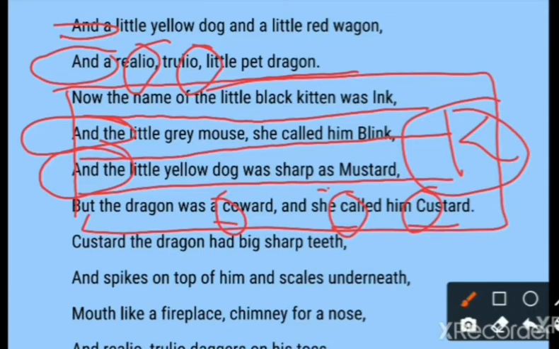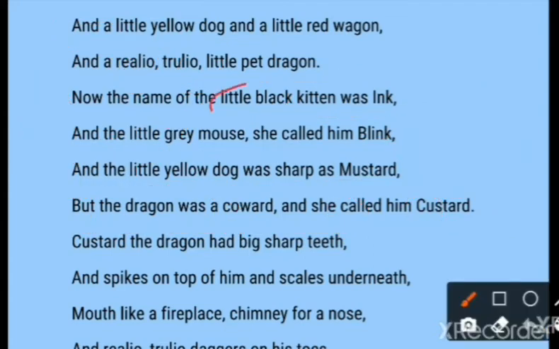And of course we have this technique of repetition, again, "little". There is again this word here, this "little". So this "little" is again this use of repetition that has been used here.